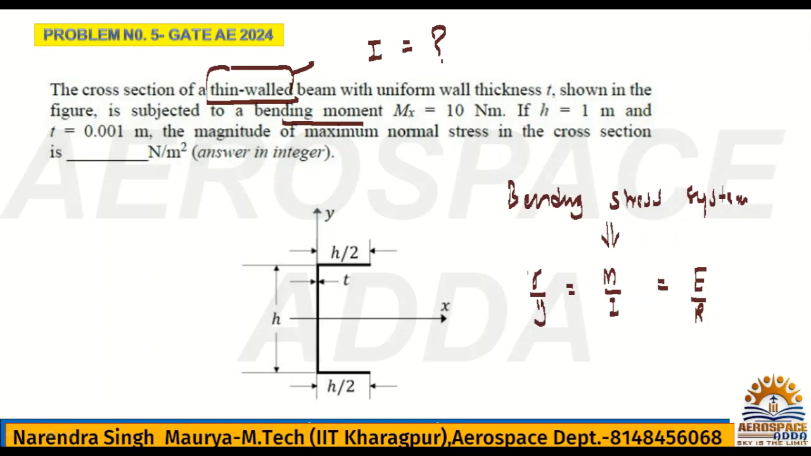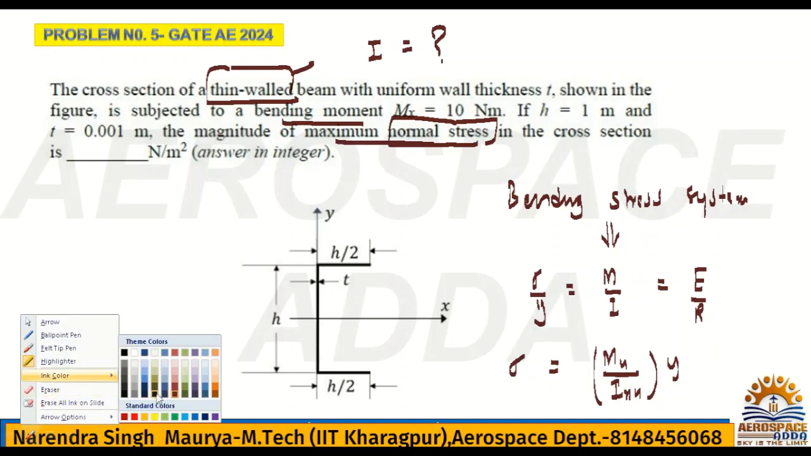So they are asking for maximum normal stress. They can say bending stress or normal stress, the meaning is the same. So basically they are asking sigma. What is the sigma now? Mx divided by Ixx into y. This is the value of sigma.